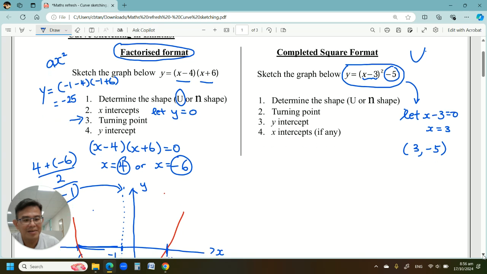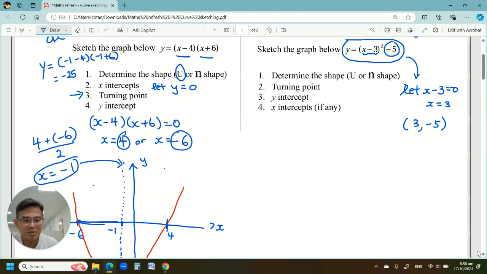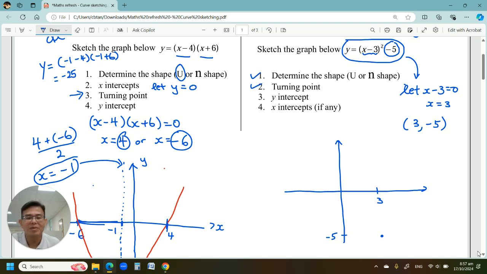Okay. Now next, we're going to start to sketch the graph. Okay, so we have 3, minus 5. So let me write down 3, minus 5 here. Okay, so we're already at number 2. Next, why do I need to find the y-intercept? Now, there is a very obvious reason here.